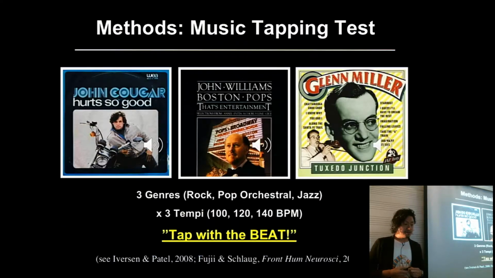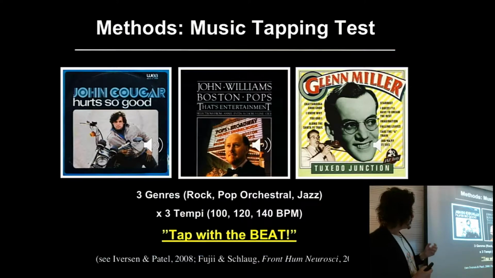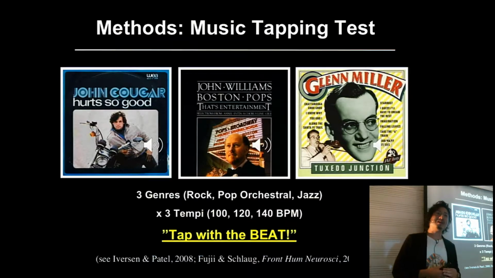So here, I'd like to explain our task. First, we use the music tapping test. We use musical stimuli, including the genres of music: rock, pop, orchestra, and jazz. For example, this musical piece, Hurts So Good by John Cougar. So listen to this. We ask the participants to tap with the beat.